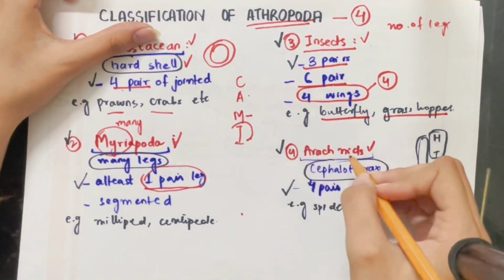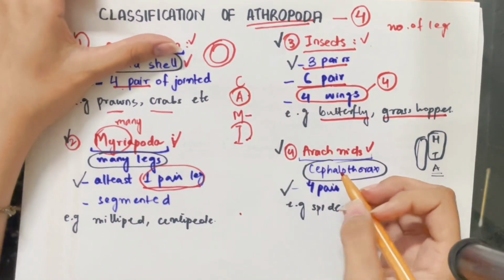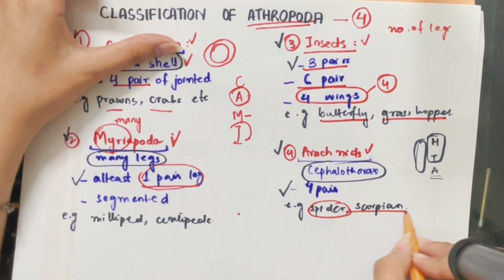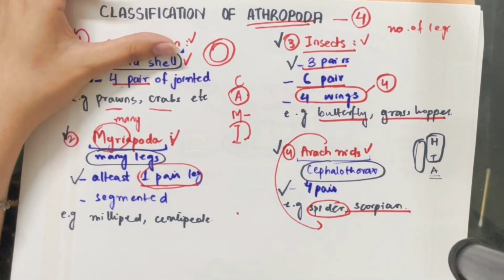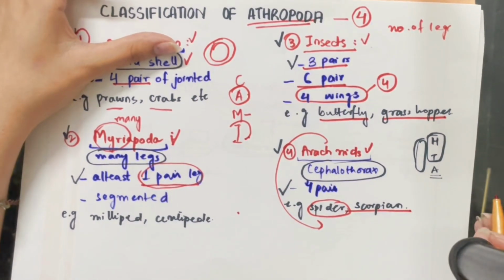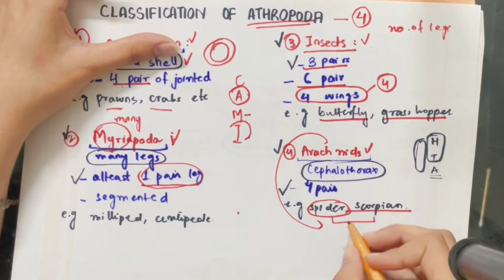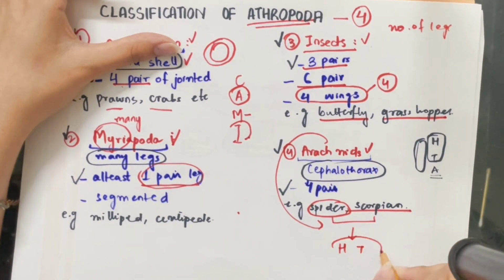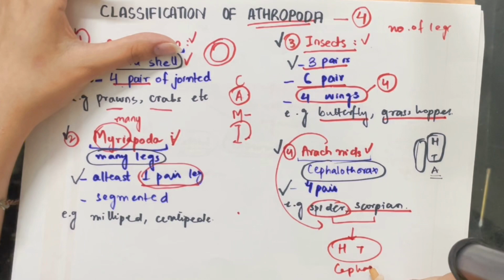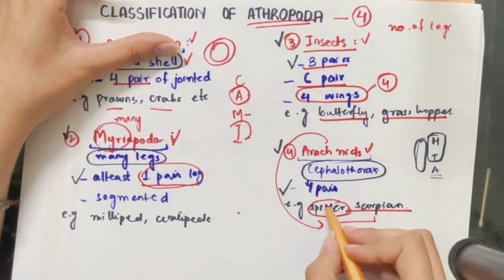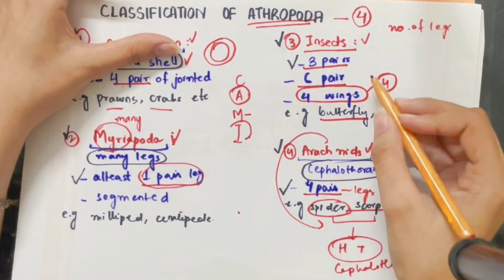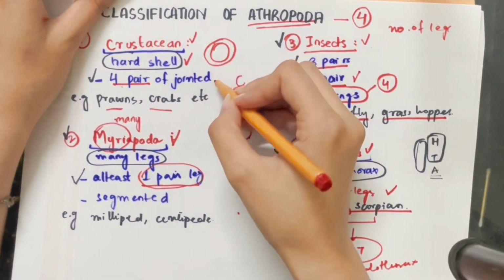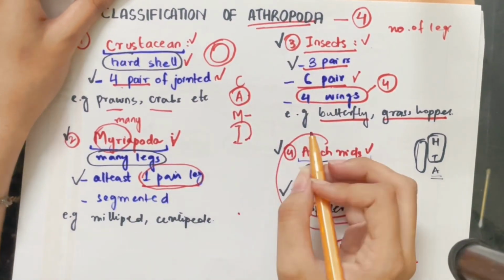From A now we have arachnids. Arachnids include spiders and scorpions. They are organisms whose head and thorax are fused together to form a cephalothoraxal body. They have 4 pairs of legs, so the number of legs in arachnids is 8, in insects 6, in crustaceans 10, and in myriapoda there are many.